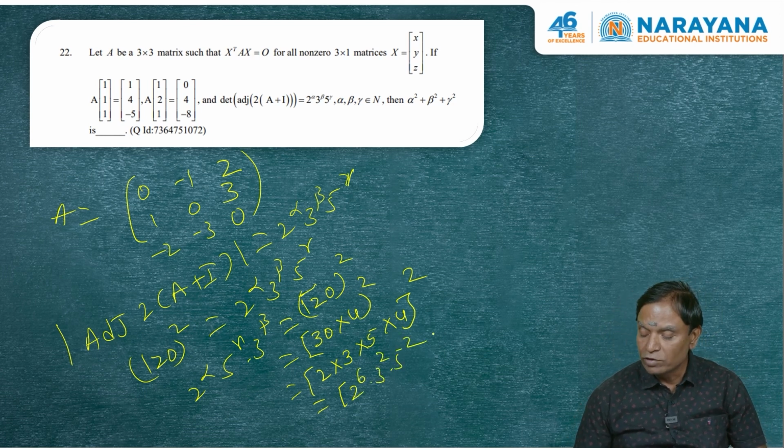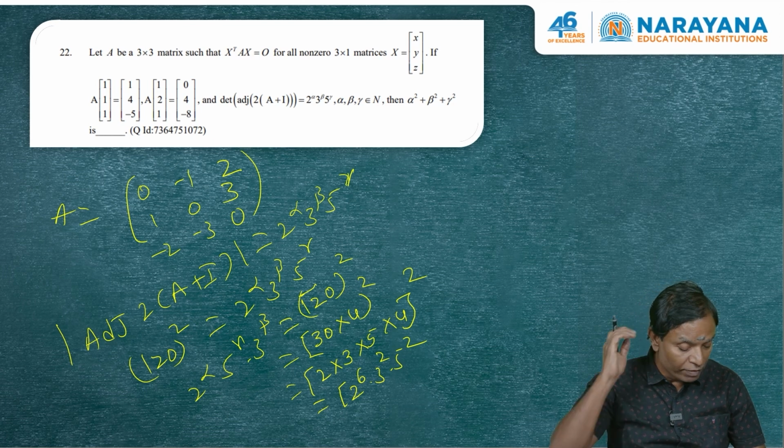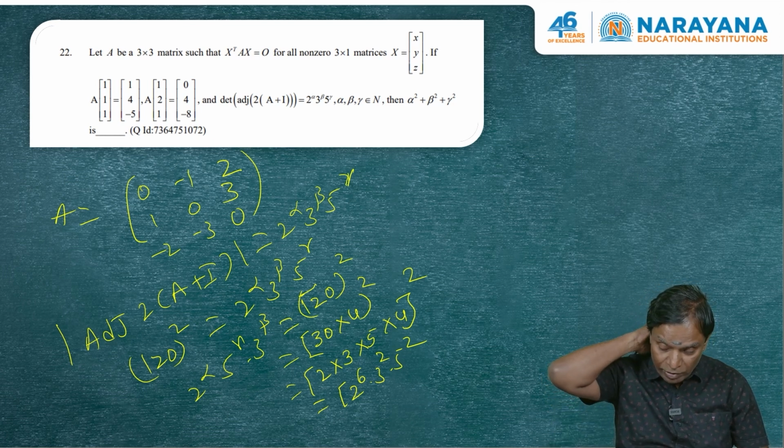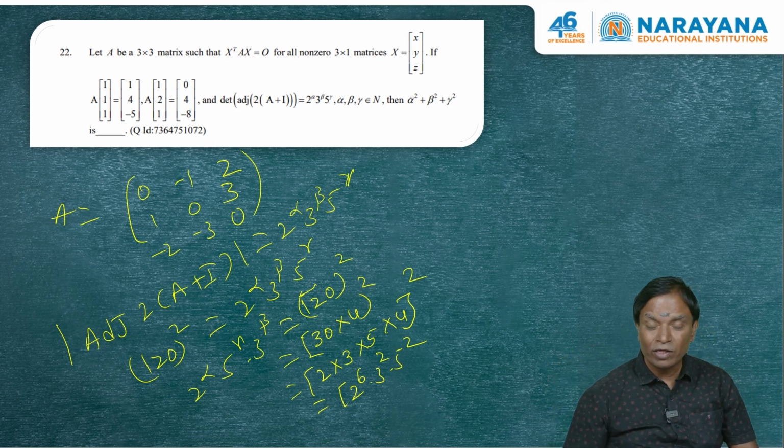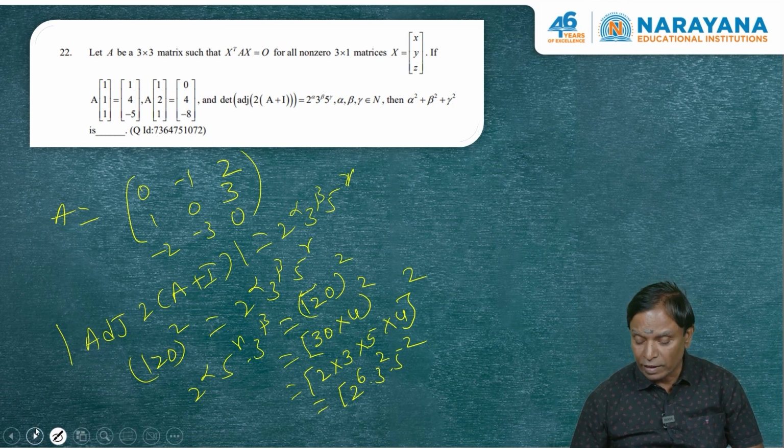You can get the values of alpha, beta, gamma, then you can find the value of alpha square plus beta square plus gamma square. Alpha will be 6, beta will be 2, gamma will be 2. Then you can calculate it.